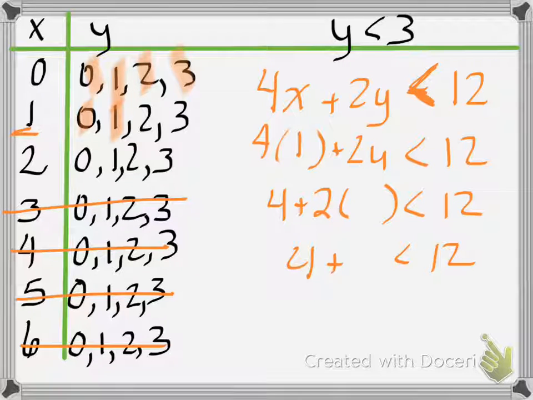And so 2 times 2. So 4 plus 4, is that less than 12? Yes. 4 times 3, or 2 times 3 is 6. 4 plus 6, is that less than 12? Yes.